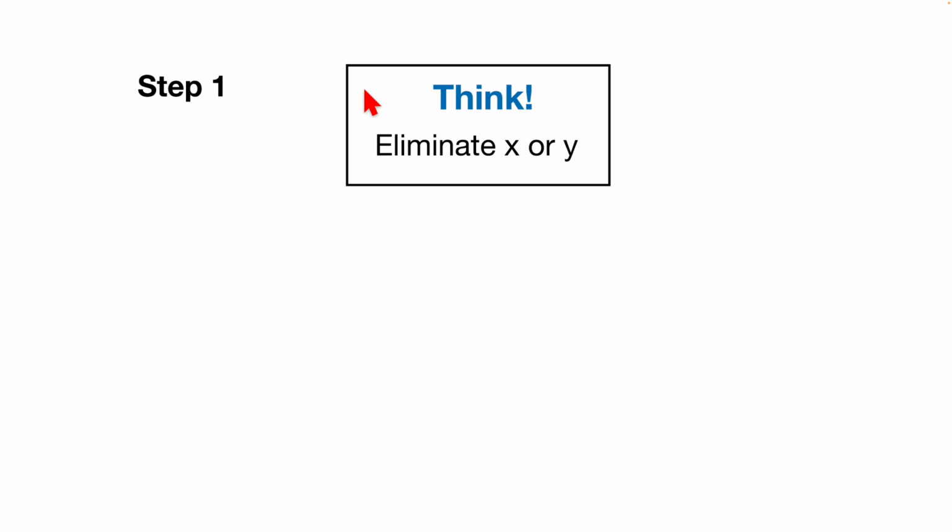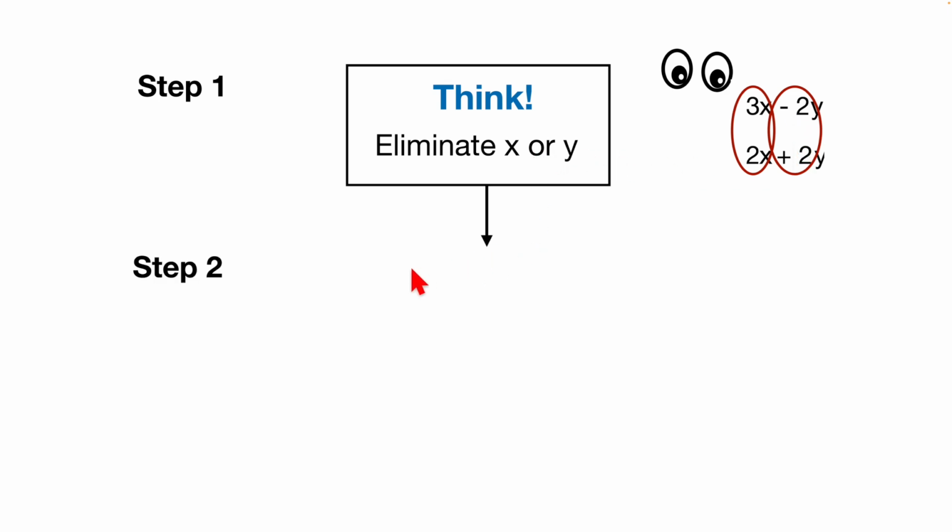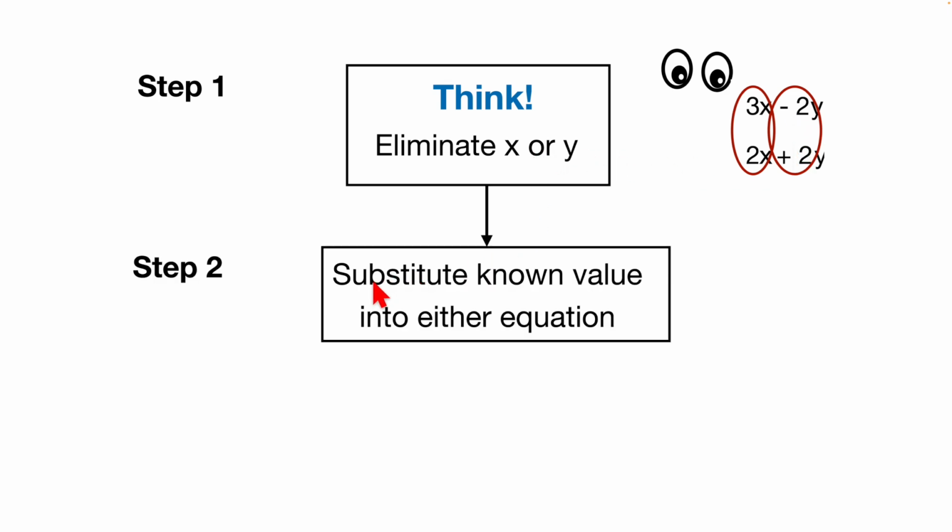So, to reiterate and to summarise, have a little think. Am I eliminating x or y? The things to look at are these numbers here: the 3 and the 2, and the minus 2 and the 2. And that leads to an answer for x or y, and then you substitute that known value into either of the equations. And of course, you know me, then you check it. And you can move on feeling happy.